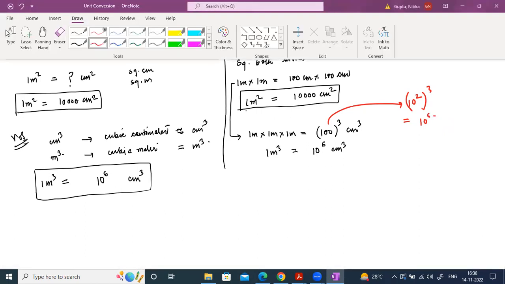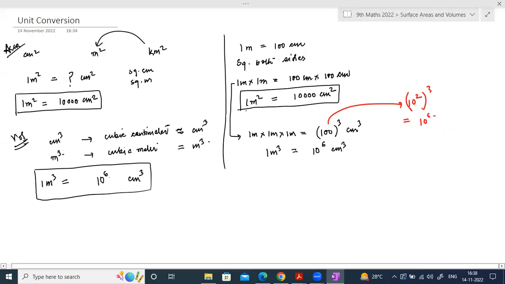So to convert meter cube into centimeter cube, we have to multiply by 10 to the power 6, and for the opposite we have to divide. Okay, clear? Now is it clear? Can we move ahead or not clear? Clear, sir. Okay, so now there is another quantity which is known as capacity.